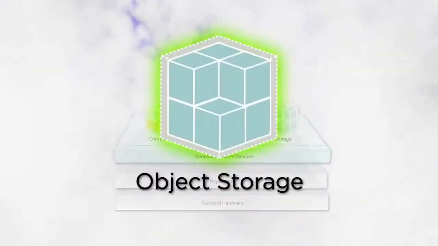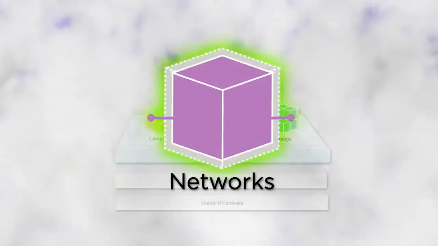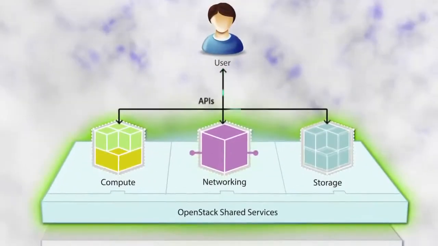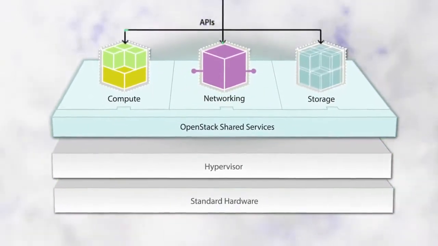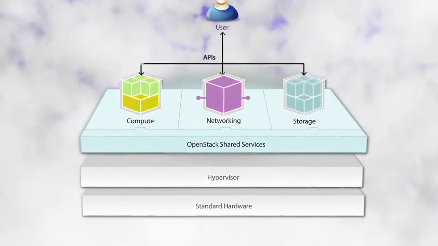The same goes for storage. We have block storage in OpenStack called Cinder. We have object storage called Swift. We have networks called Quantum. And you access this all through the same abstraction layer in OpenStack, not through the underlying technology. We'll dig deeper into each of the OpenStack projects in future episodes.